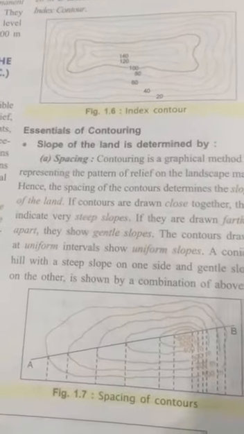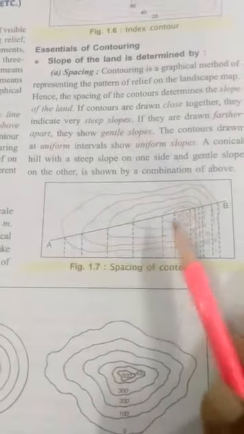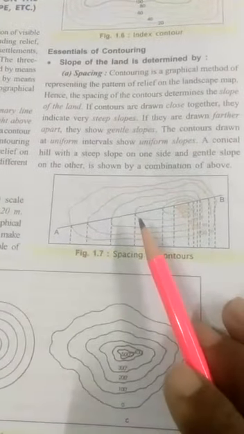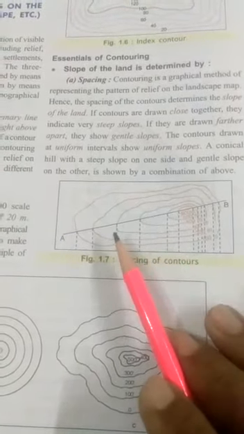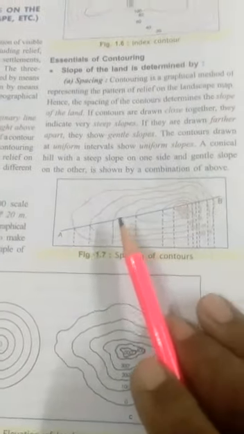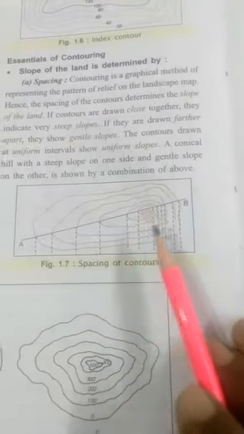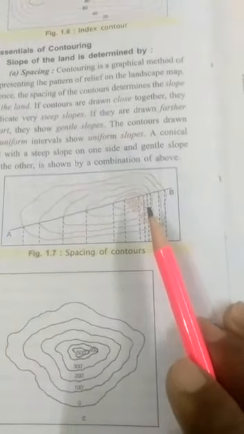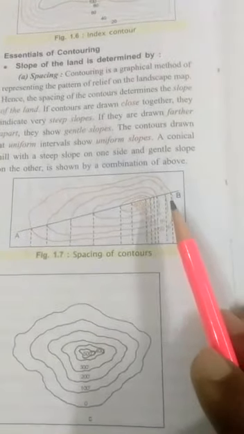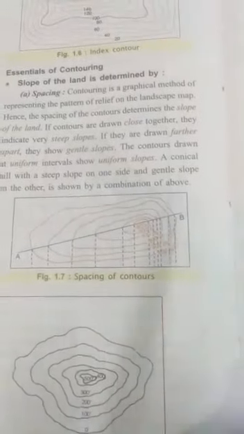Let's see the essentials of contouring. Slope of the land is determined by spacing. Let us see here the spacing of contours. You see the contour lines. These are the imaginary lines, the contour lines, and the spacing you see on the left. The contour lines appear to be farther apart. So such a slope depicts a gentle slope, whereas on the other hand, you see the contour lines appear to be back to back, that is, they appear to be closer, that's why they are steep slope.